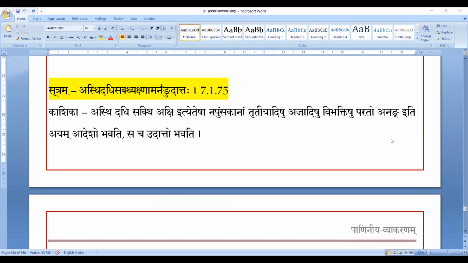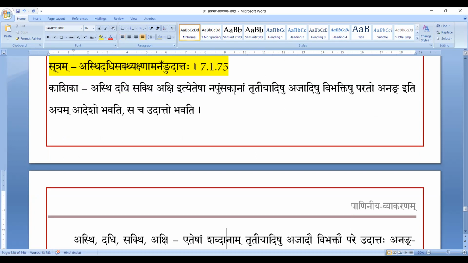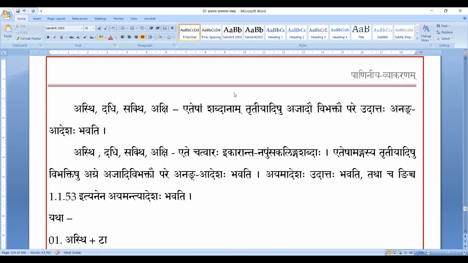All these are Paribhasha Sutra. By Nakara it is Anekaladesha. Anekaladesha replaces Sarvasya Sthane. But Nitvat, Antyasya Alavasthane. Alontyasya only. It will replace the last letter of the Sthane. And Udataha is Swara. So now, let us see Dadi plus Ta. Asti, Dadi, Sakti, Akshi. Iti etesham Shabdanam Tritiyadishu Ajadi Bhakti Pratyaya Pare Udataha anang adesha bhavati. So all these are ikaranta napumsakalinga shabda.